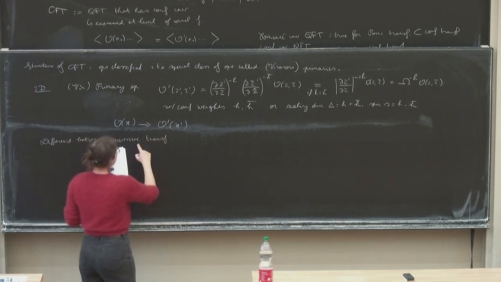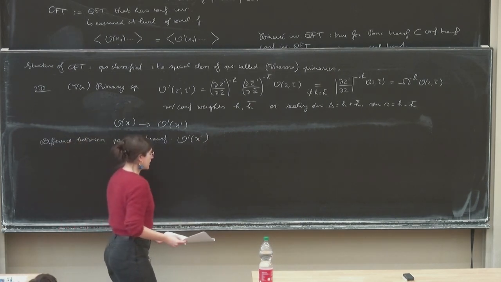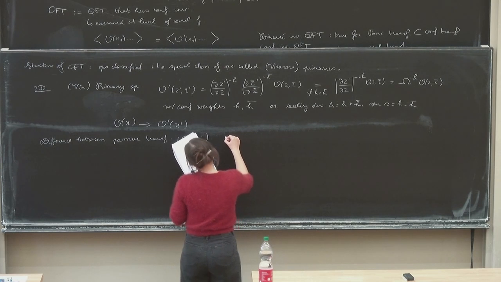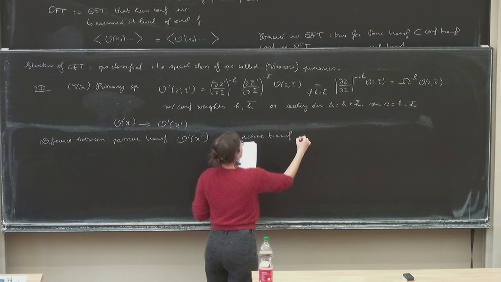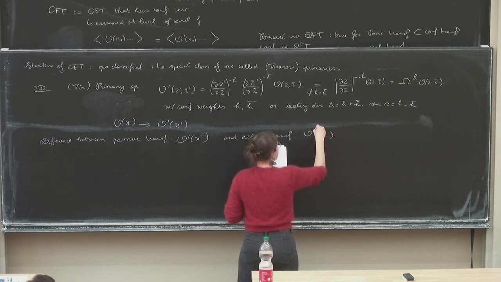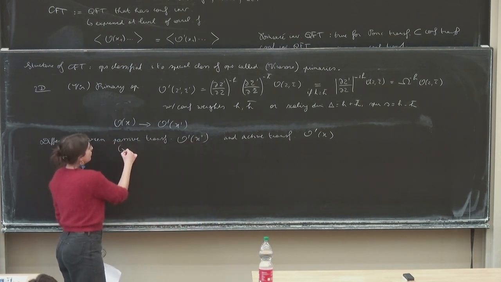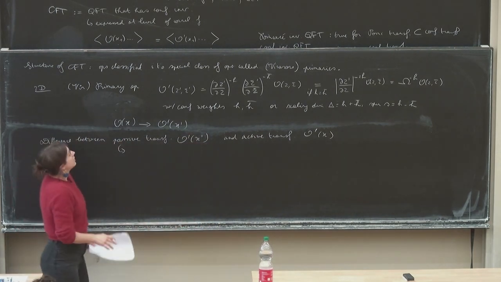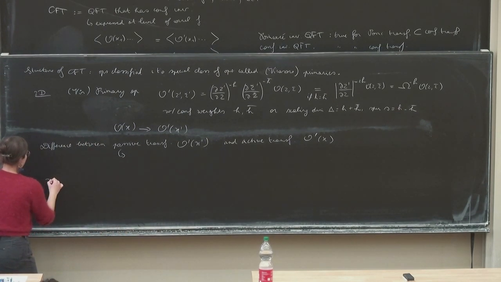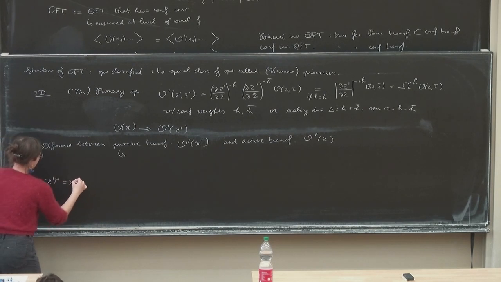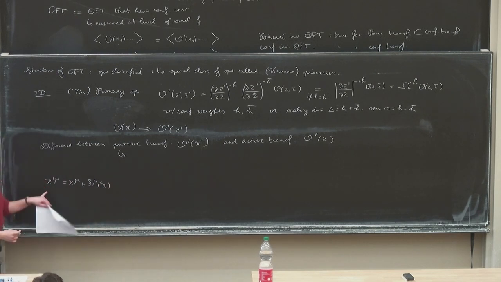So there's a difference between what is called passive transformation, in which case you write the transformed operator as O prime of x prime, and an active transformation, in which case you write the transformed operator as O prime in x. Okay, so what's the difference? The difference between passive and active is the difference between two possible interpretations of your conformal transformation to x prime.